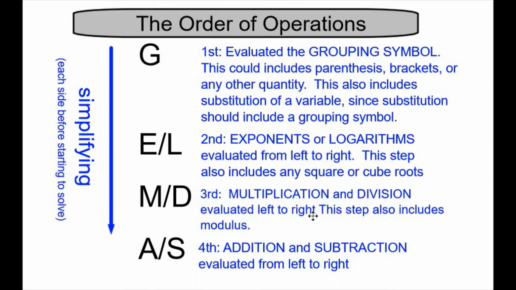The third step is multiplication and division from left to right. This step includes something called modulus. Modulus is the remainder when you divide. You will need that at times during this year, but also a lot during a code class or a class about programming. The fourth and last step is to do addition and subtraction from left to right. All right, let's take a look at some of these using the function notation.